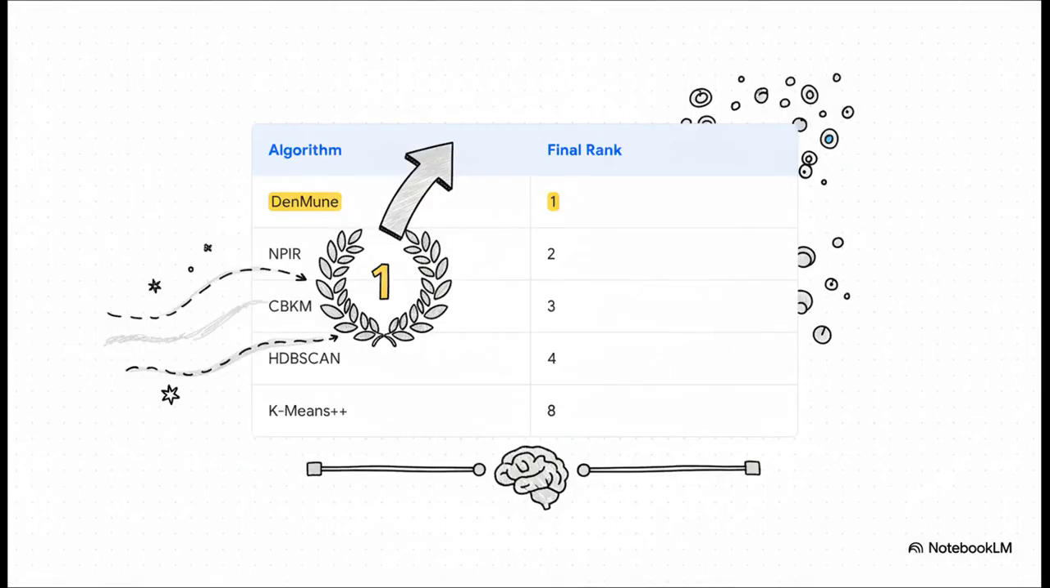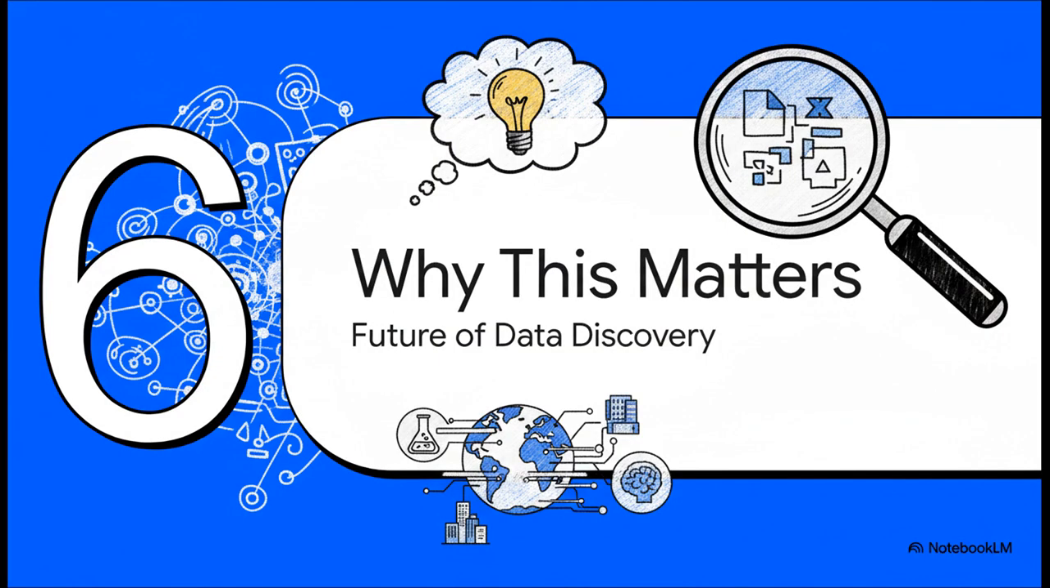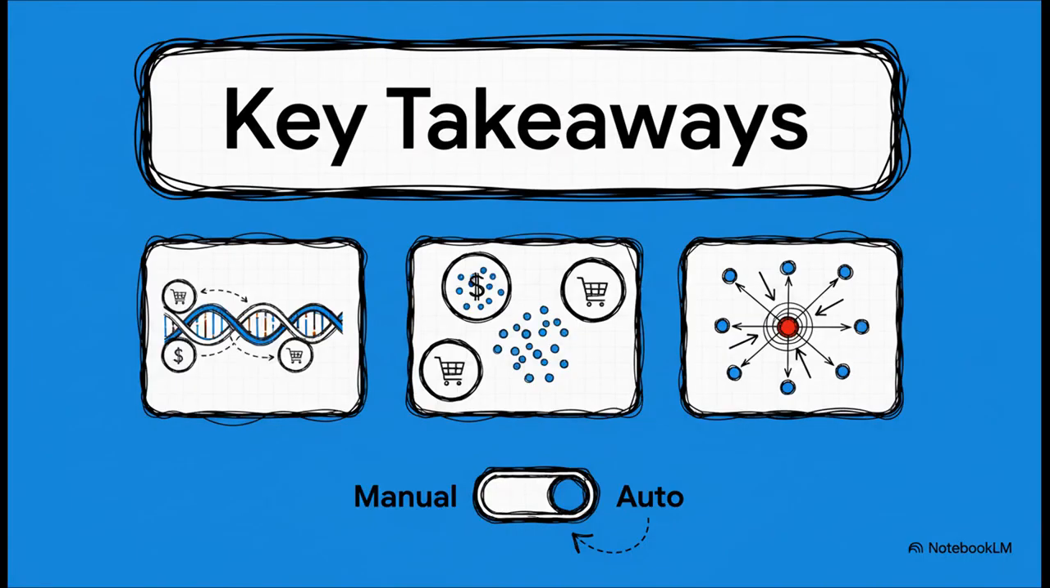Which brings us to the final scoreboard. After running all the tests and all the comparisons, the researchers put together a definitive ranking. And as you can see, DenMune is sitting right there at the top, ranked number 1, well ahead of the rest of the pack. This is more than just some interesting academic competition. Having a tool that actually works this well has huge real-world implications for how we discover new things from our data.